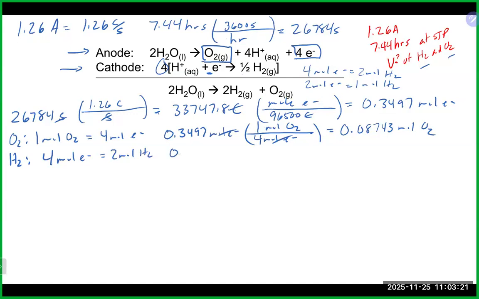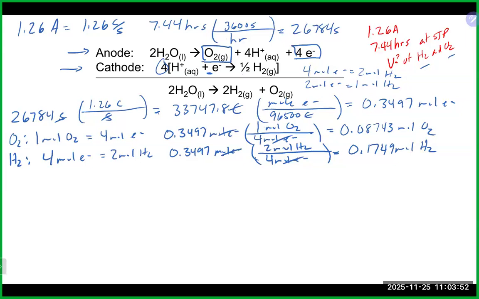So we'll use our same moles of electrons we calculated above. We'll use that relationship we just looked at, and we'll have our 4 moles of electrons, 2 moles of hydrogen gas. Moles of electrons will cancel. And that's going to get us here, looks like 0.1749 moles of hydrogen.